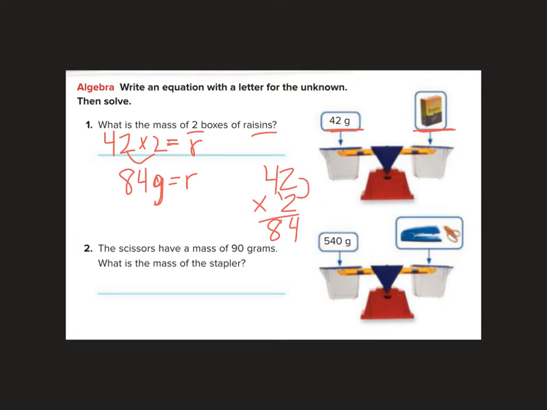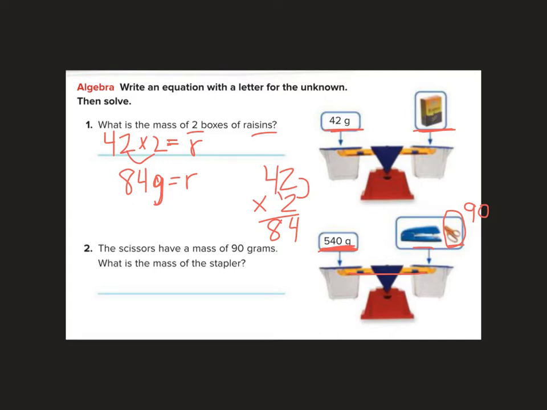Okay, the scissors have a mass. Ooh, this is kind of trickier. The scissors have a mass of 90. What is the mass of the stapler if together the mass is 540? So I should have talked about this earlier. This whole balance thing is just like when we were doing hands-on equations. Both sides are equal to each other because it's balanced. So if I have a stapler and a pair of scissors, and I have 540 grams on this side and it's even here, that means that those two things have a mass of 540 grams.